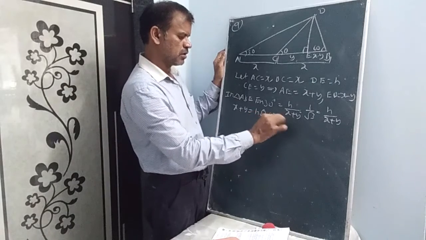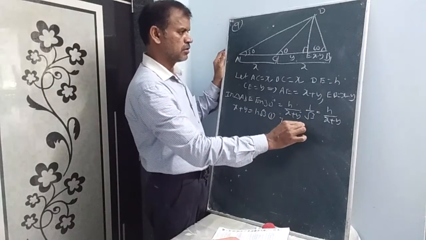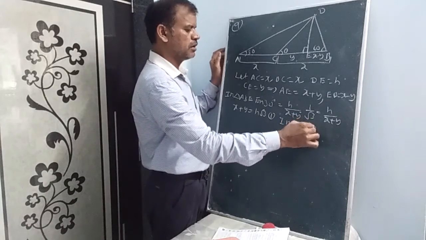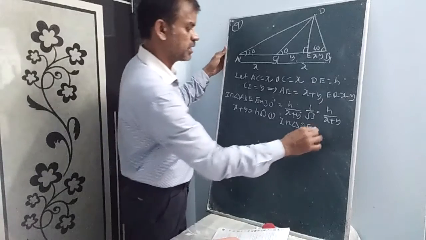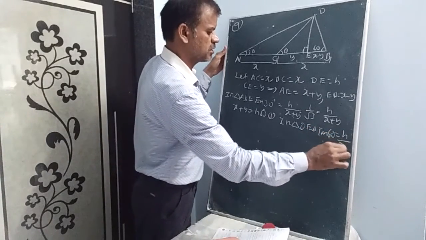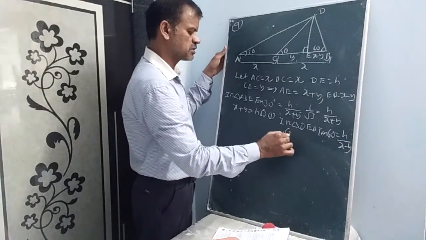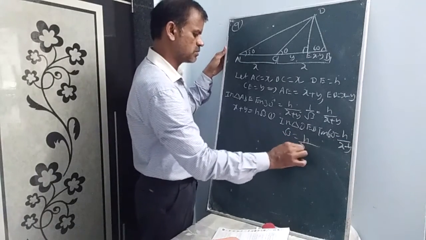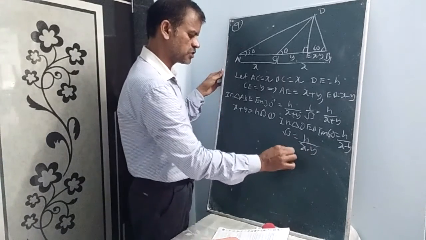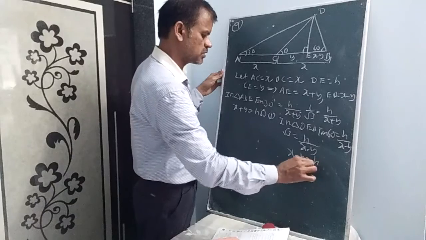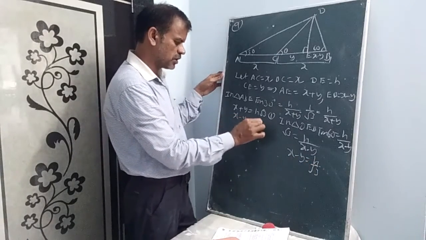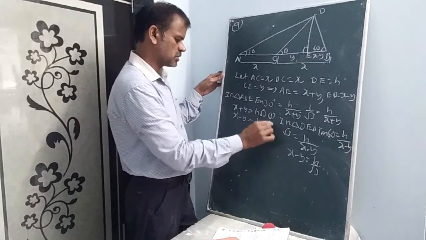This is the first equation. In the small triangle DEB, tan 60 equals h by x minus y. What is the value of tan 60? Root 3 is equal to h by x minus y. So, by cross multiplication, x minus y is equal to h by root 3. This is the second equation.